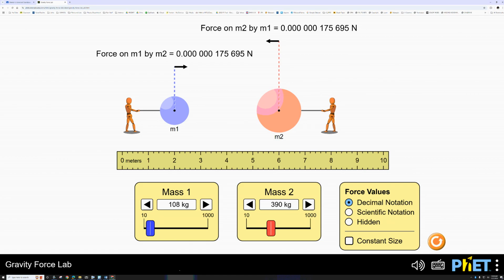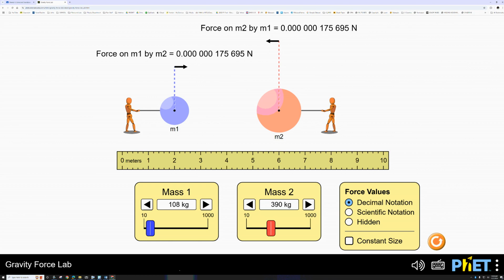Now, you can see when I change these masses, it changed the forces on the top as well. You can see the force on mass 2 by mass 1, 0.000000175. The force on the other one is exactly the same, right? Go figure. If object A applies a force on object B, object B applies an equal and opposite force on object A.